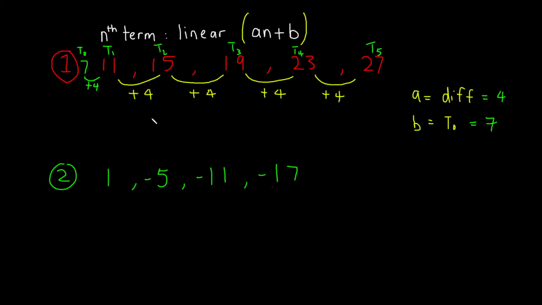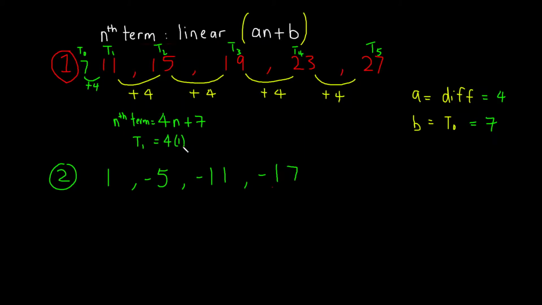Alright, we put these values into your formula an plus b. 4n plus b. This would be your nth term. 4n plus 7 is your nth term. Okay, so how do we use this nth term? For example, if we are looking for our first term, we only need to substitute 1 into your n.